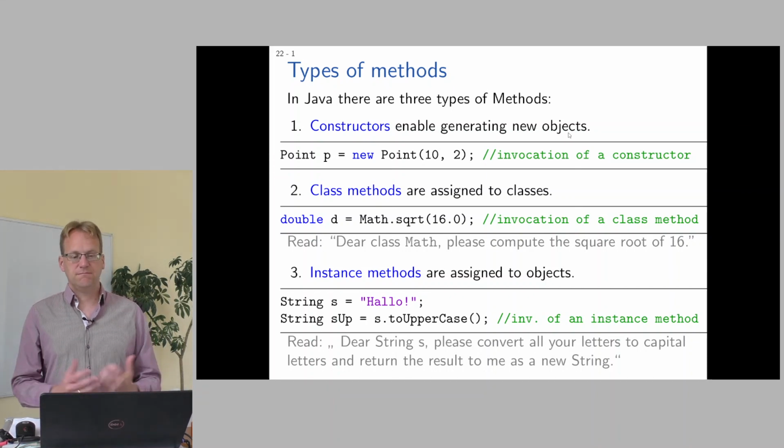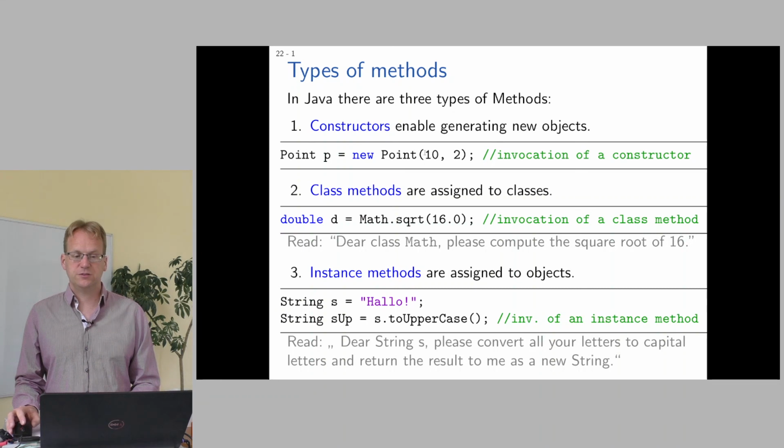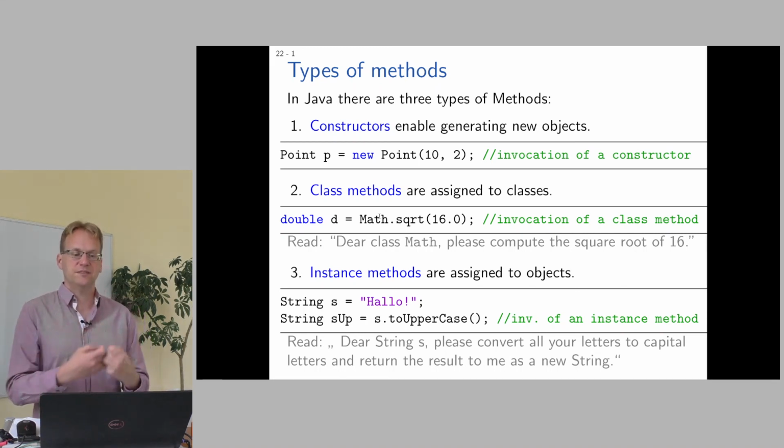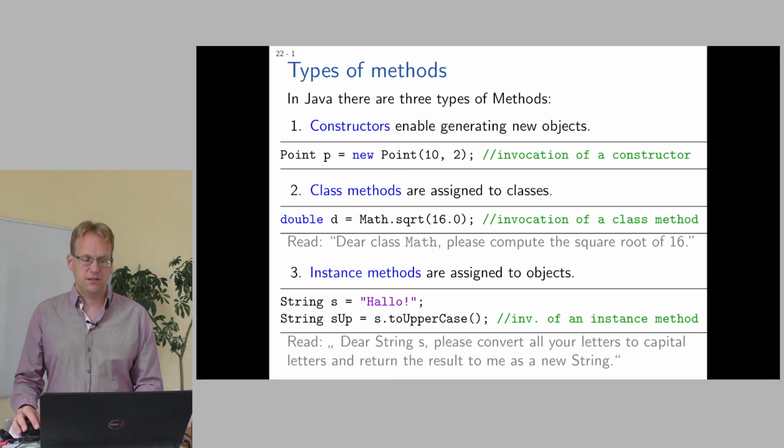Well, to summarize, we have seen these three method types. Constructors are used to create new objects of a certain type, in this case a new point object p with coordinates 10 and 2. Then we have class methods. These are assigned to classes. So for example, I can address a class Math and ask this class, please use your method sqrt to compute the square root of 16. And the output is then, here in my example, assigned to this double variable d.